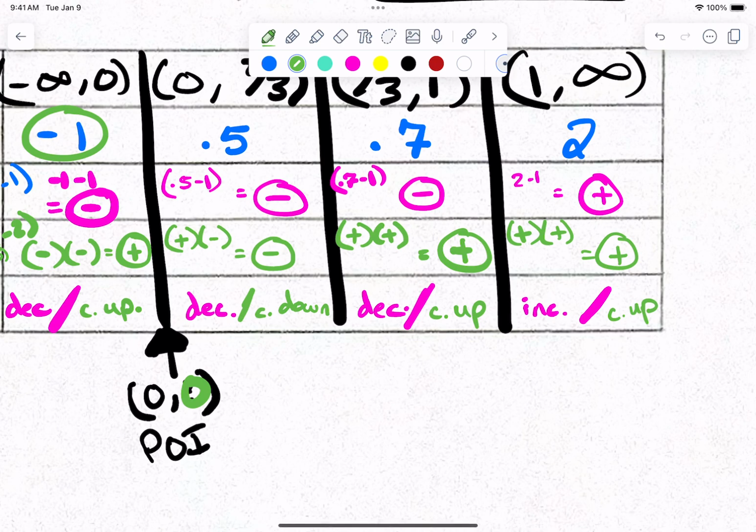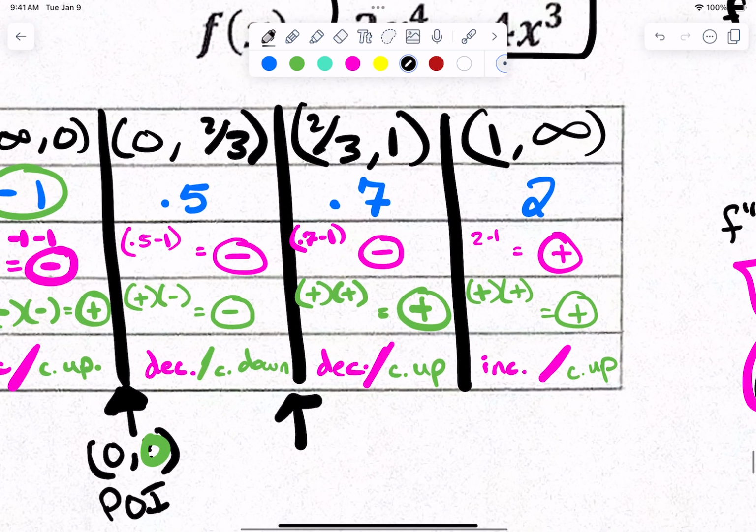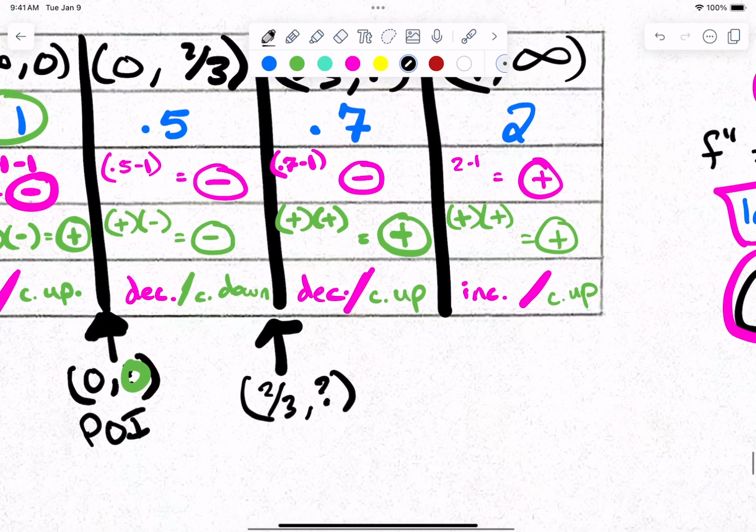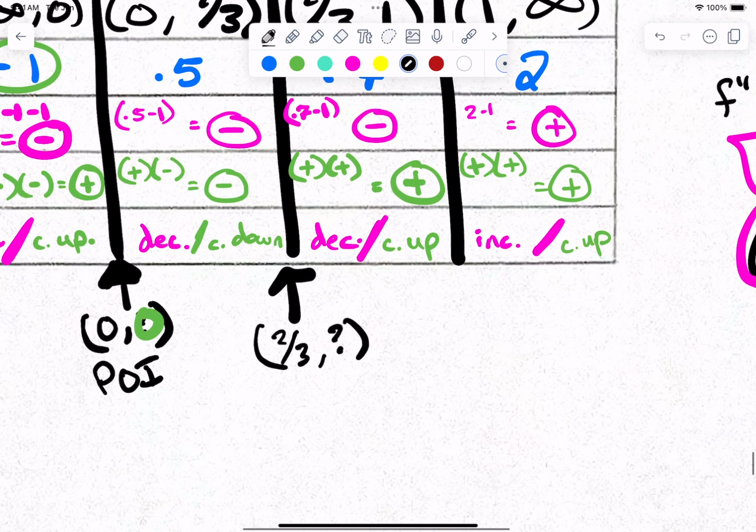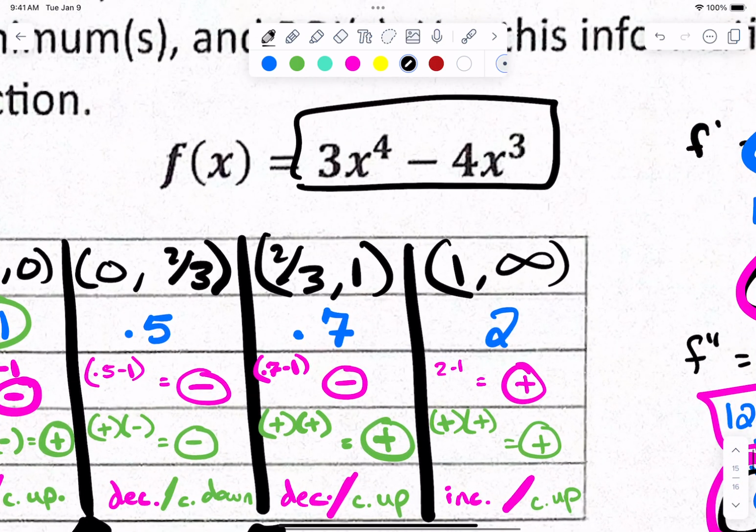Okay, this point right here is the point 2/3 comma something, right? We don't know what the something is, but we'll plug him back in here in a second. What is he going to be? He's going to be a poi also, because he's not changing increasing or decreasing. He's changing concavity. So he is going to be a poi. Okay, and we got to plug him back in to figure out what he is. Should we plug him back in?